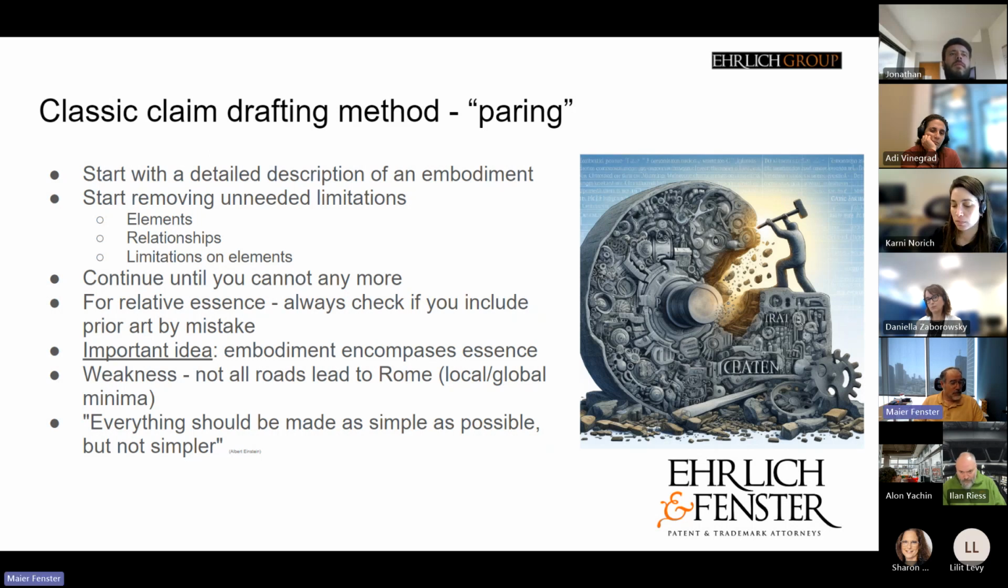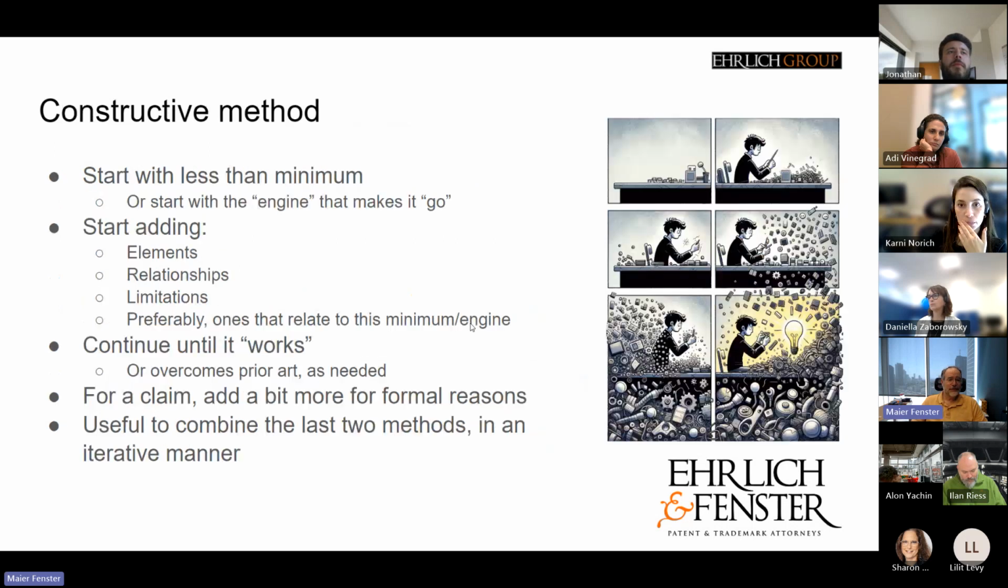And we have this well-known quote by Albert Einstein that everything should be made as simple as possible, but not simpler. And when you start deleting stuff from a claim, you always have the risk of becoming too simple. But it's a way of figuring out essence. And then there's a constructive way of figuring out the essence.